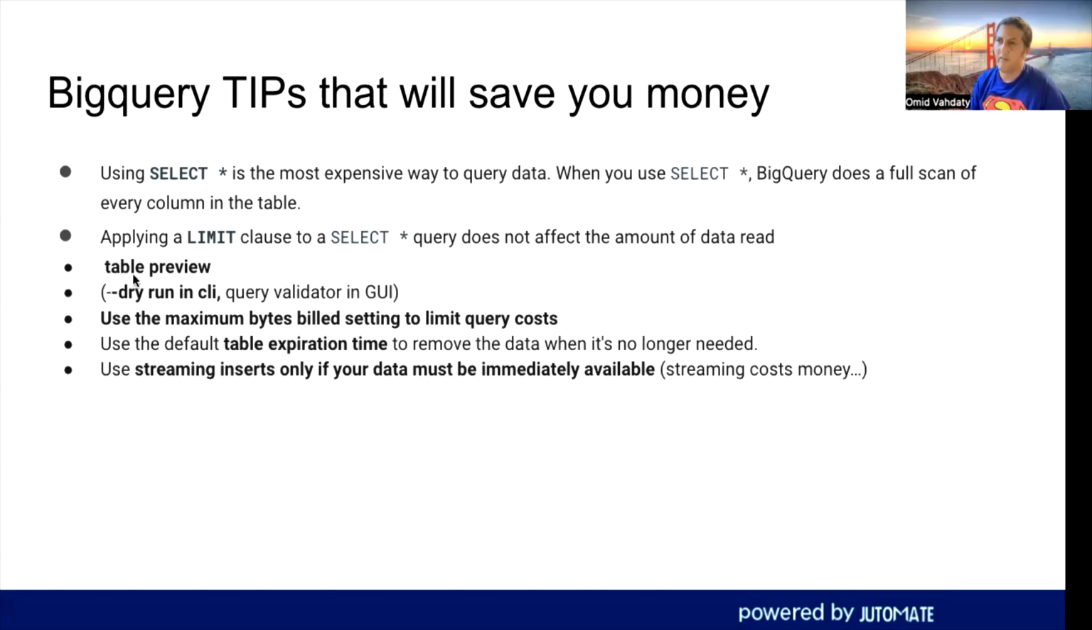Just so you know, you have a feature called table preview. So you can click it and you're not paying for the preview data. So this can save you money. You have a dry run in the CLI, which will do validations for the query. You can use maximum bytes billed setting to limit the cost of a query.